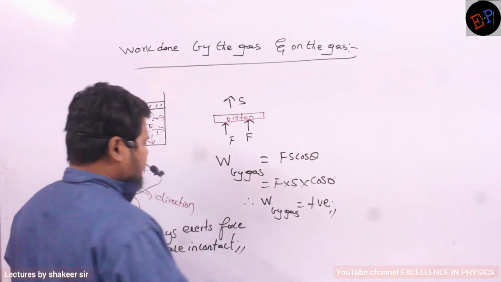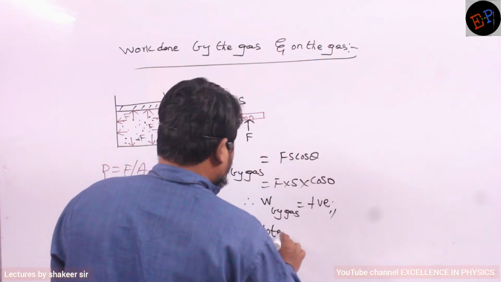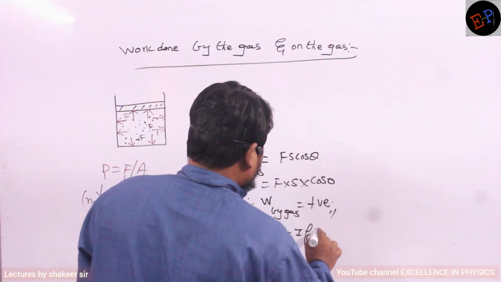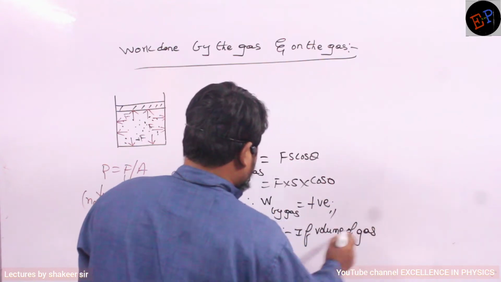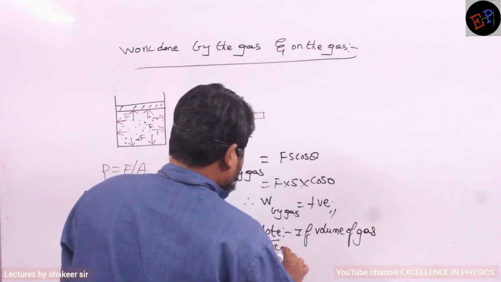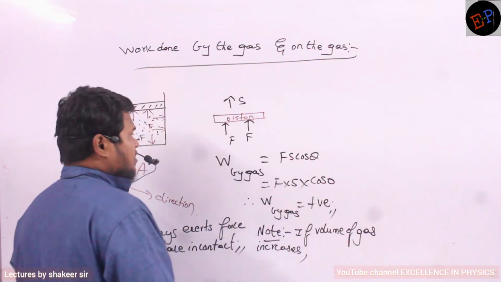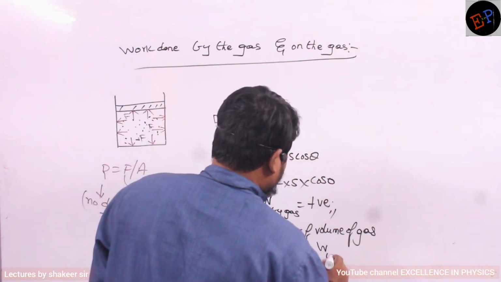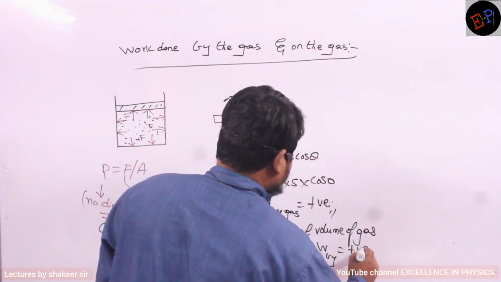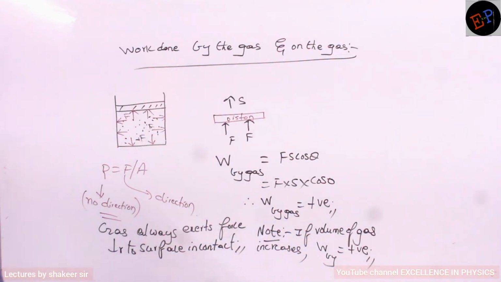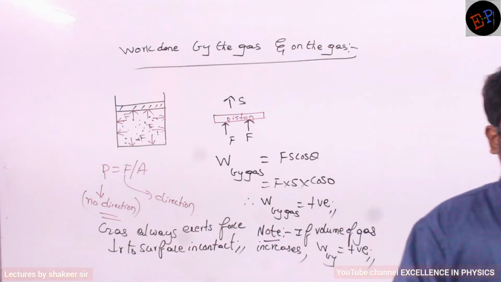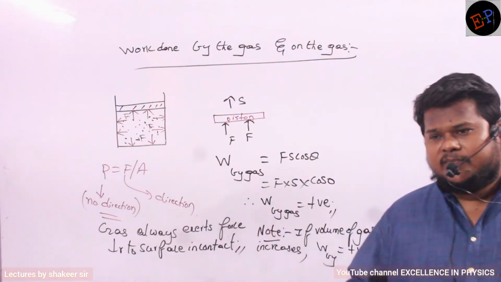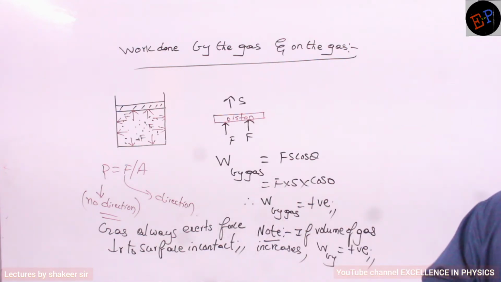So what is the note point here? We have to write a note point: if volume of gas increases, then definitely I can say work done by the gas is positive. Understood? So piston should move upwards, or volume of the gas should increase. Then we can say work done by the gas is positive.